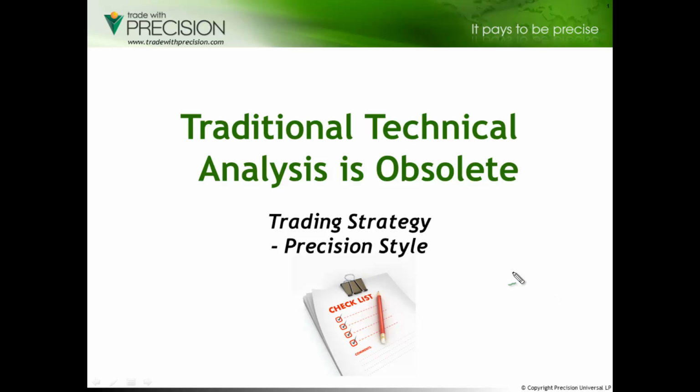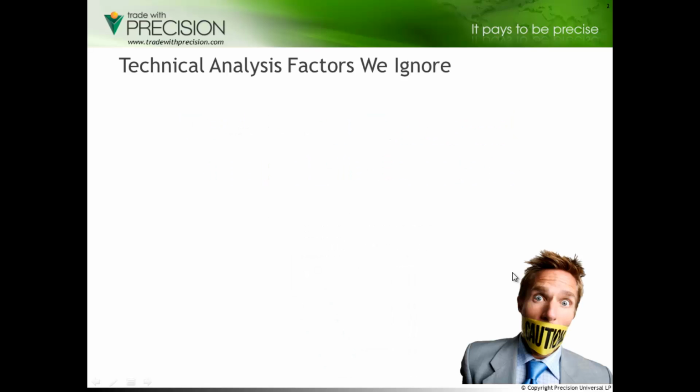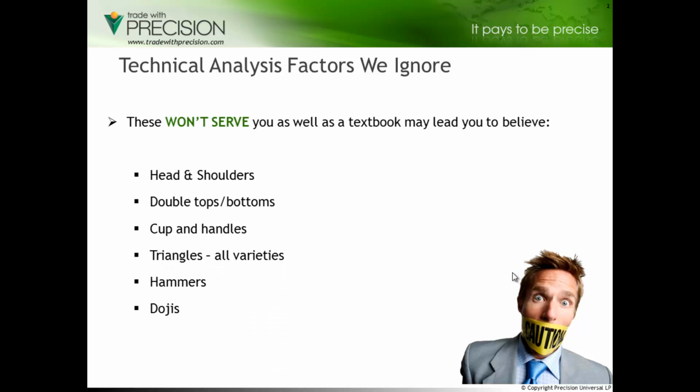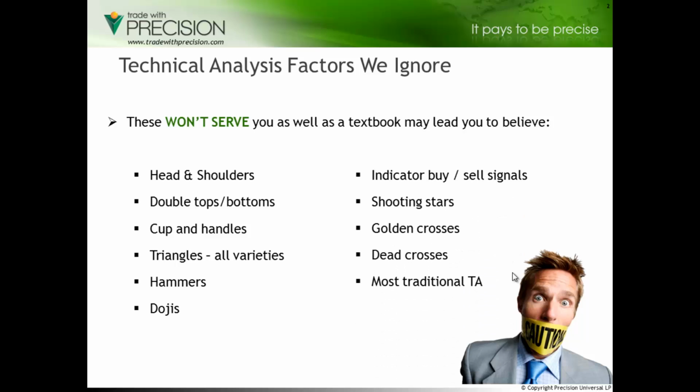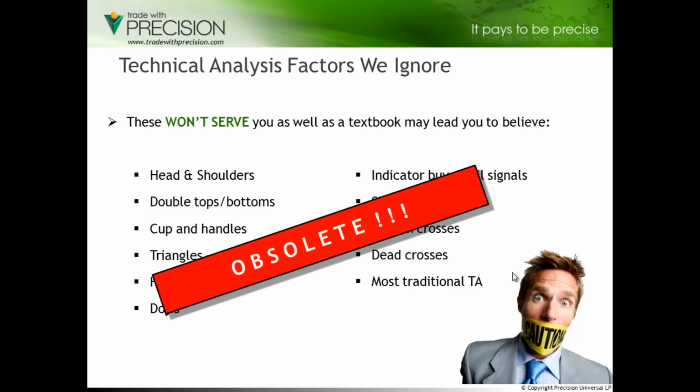Okay, so moving into the content. Technical analysis factors that we ignore are things like head and shoulders patterns, double tops and double bottoms, cup and handles, triangles, all varieties of triangles. That means ascending triangles, descending triangles. You can put some of the pennant patterns in there as well. Hammers, dojis, shooting stars, all candlestick patterns, indicator buy and sell signals, which are traditionally lagging, golden crosses and dead crosses on moving averages, just most traditional technical analysis. This is all obsolete. Now let me show you some of the reasons why.